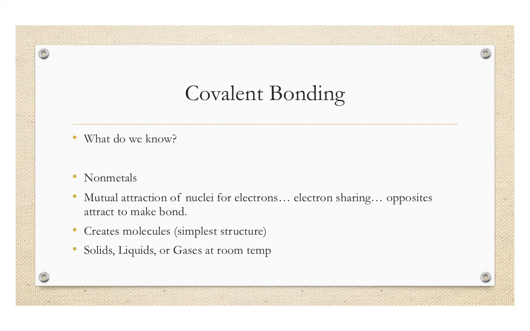Here are some things that you might have said. Covalent bonds occur between nonmetals. This happens due to the mutual attraction of nuclei for electrons. This is what we mean by electron sharing, or opposites attracting to make a bond. A bit more about that in a second. They create molecules, and they can be solids, liquids, or gases at room temperature because it's IMFs that hold them together and not the bond itself.